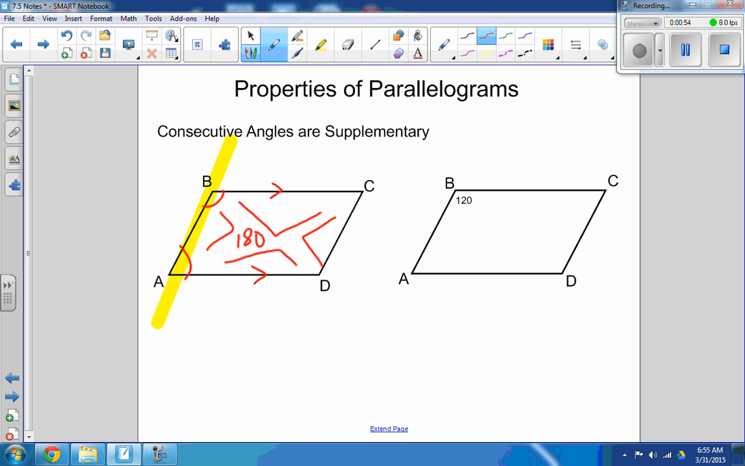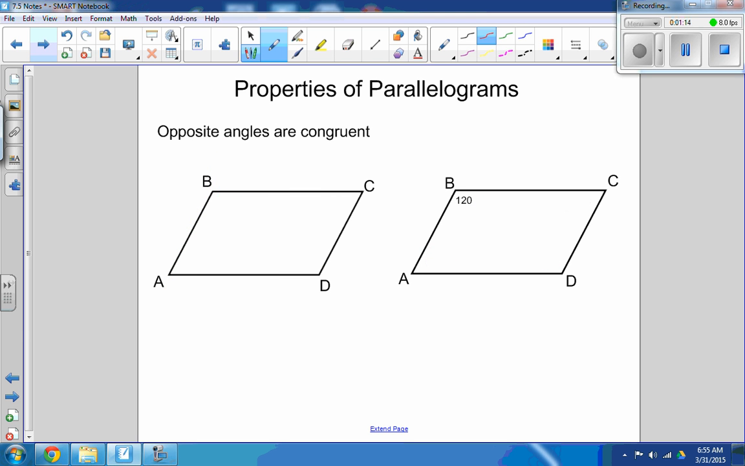So looking at this next parallelogram, these two add up to 180, so this has got to be 60. These two add up to 180, so that's got to be 60. Add up to 180, so that's got to be 120. So consecutive angles are supplementary.